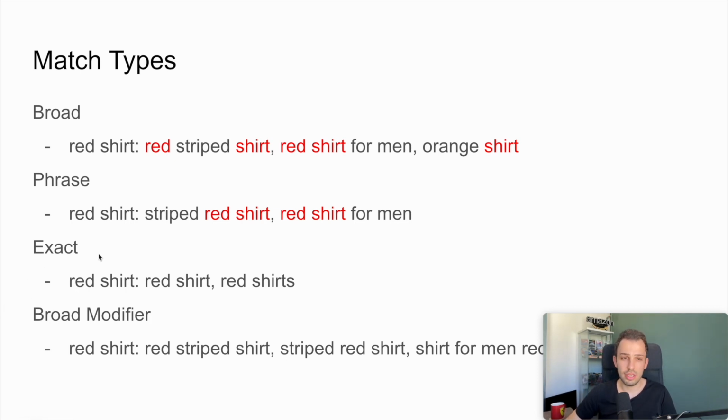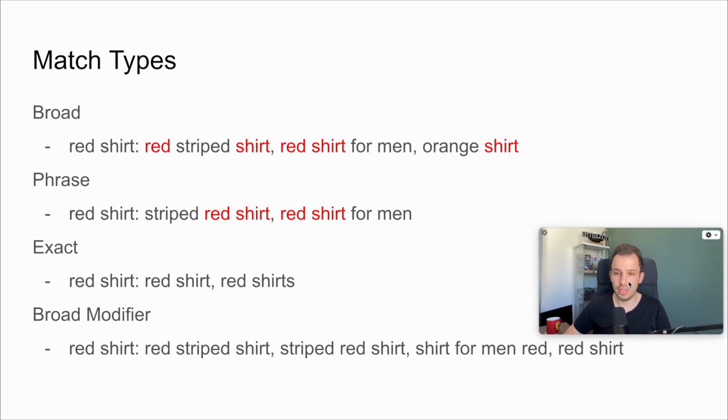So with the exact match, the only variation that we can see is the plural or singular version of it. If we are targeting red shirt, it will be red shirt or red shirts. So then why do we need broad modifier, right? It seems like we can target almost everything using broad, phrase, and exact. So with the broad modifier, it is a little bit different.